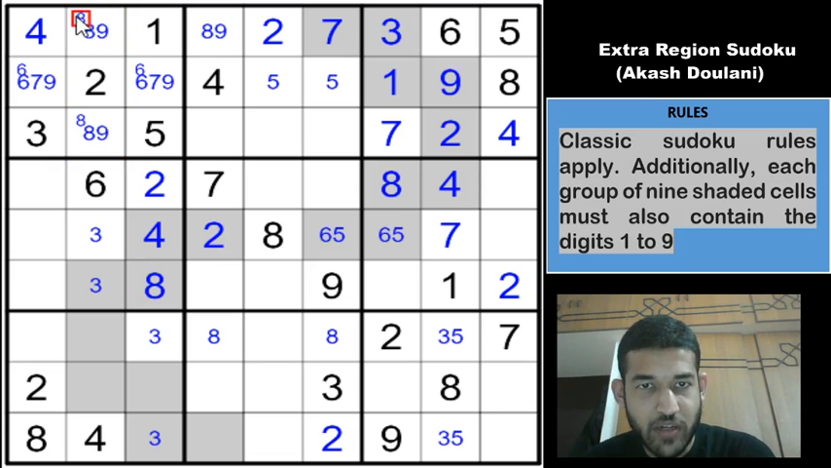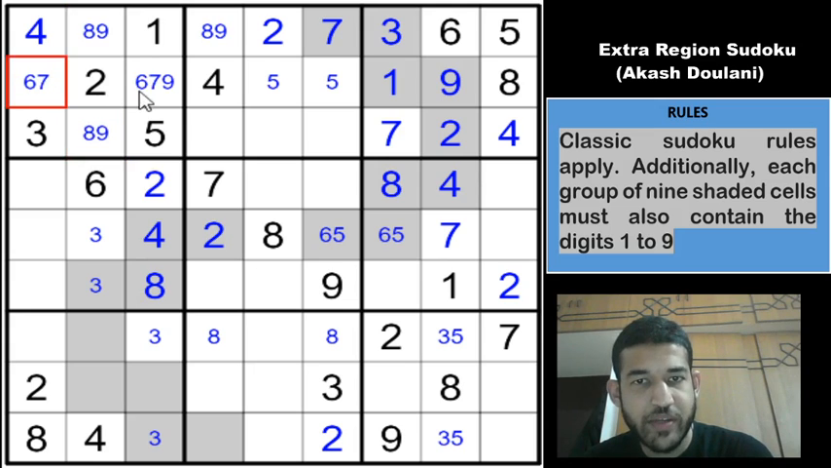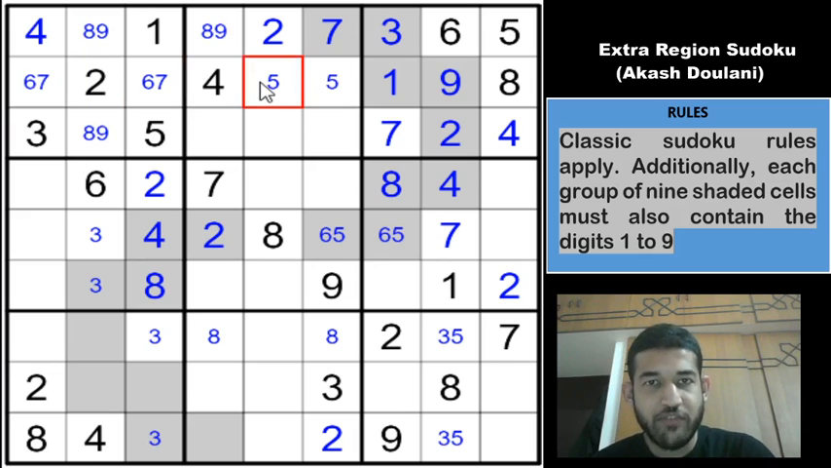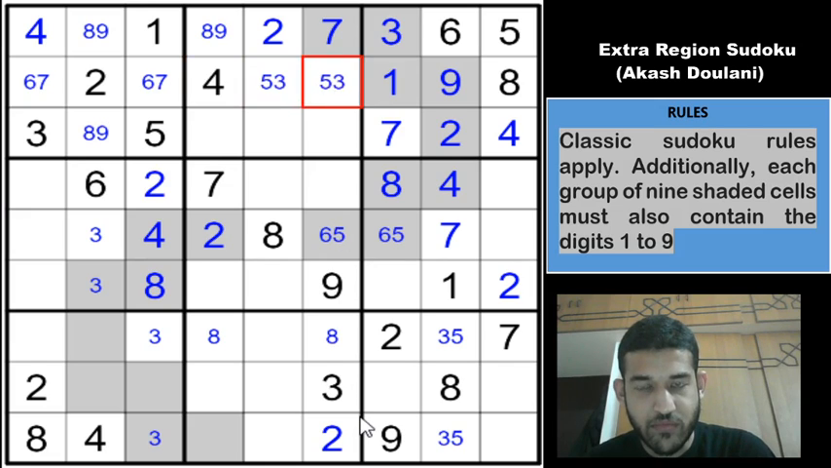So let me remove these pencil marks. So which means that this must be a 6, 7 pair, because 9 is removed from those cells. And now these 2 cells must be 3, 5, right? And we have a 3 in column 6, which means this is 3, this is 5. And that gives us the 6 here, a 5 here.